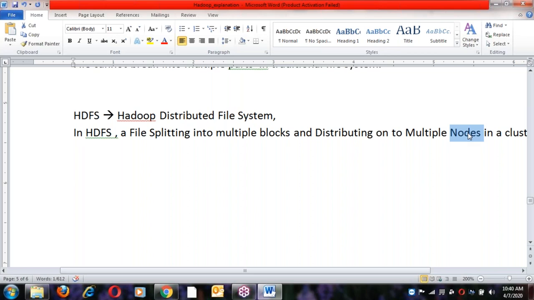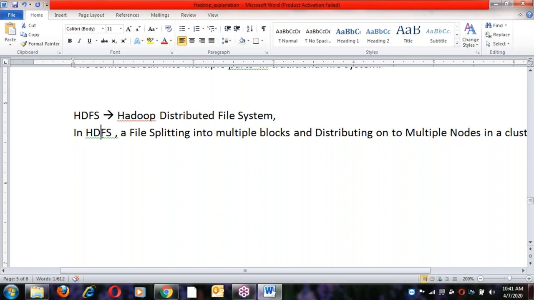Like a general LAN, a local area network, all interconnected computers. In Hadoop terminology, that network is called a cluster. Those interconnected computers are called nodes. A node means a computer, which contains a hard disk, RAM, and motherboard, like our computer. Multiple computers connected to each other form a cluster. What exactly is the cluster architecture? We'll discuss that next.